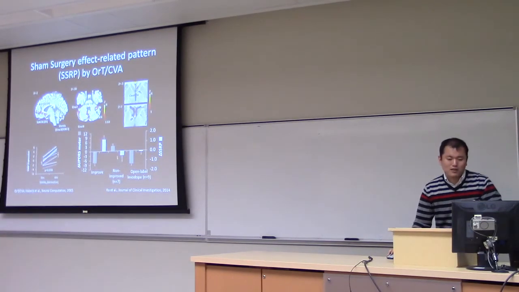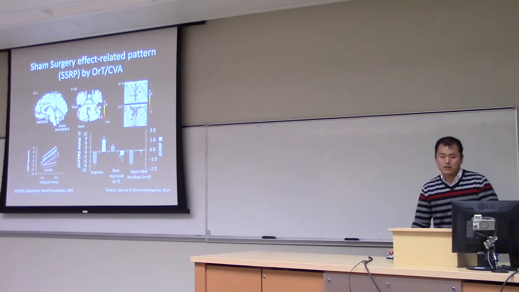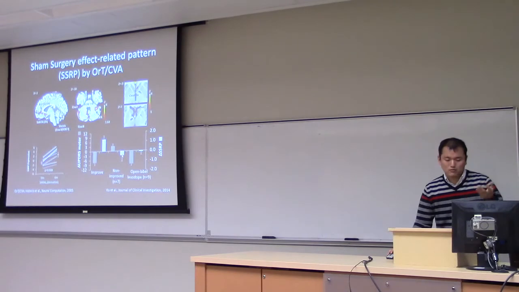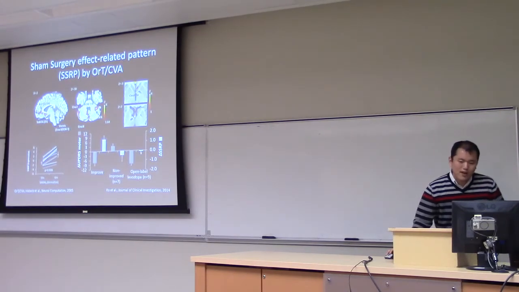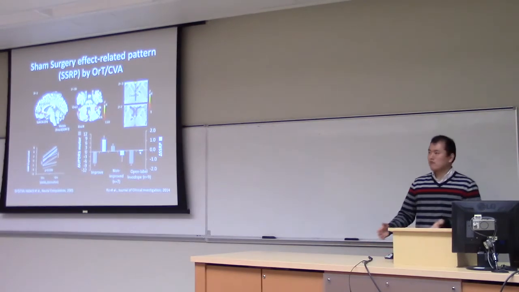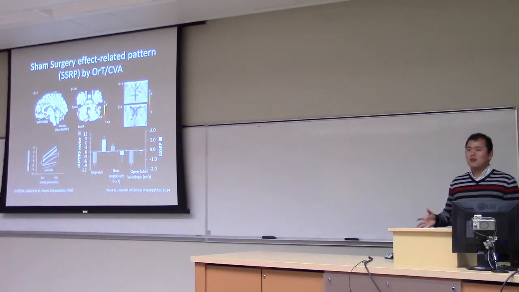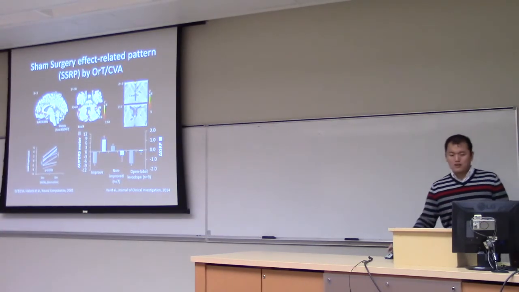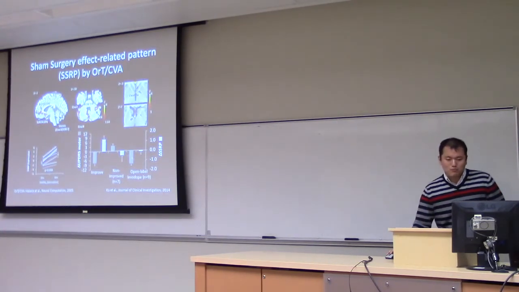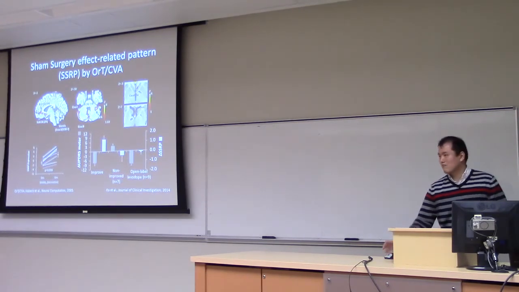But that was not happening in the patients who did not benefit from the sham surgery. Those non-responders had a slight decrease, but not a significant change. And we also looked at what happened in the patients who had open-label levodopa. Levodopa should help the patients' symptoms, so the UPDRS motor score decreased, but SSRP expression did not change.